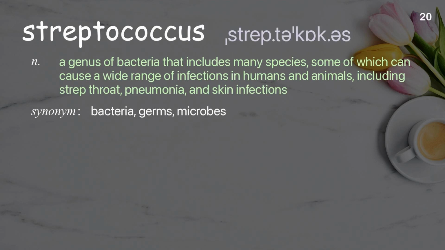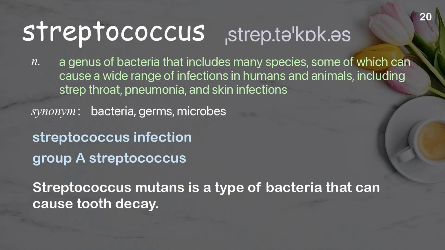Streptococcus. A genus of bacteria that includes many species, some of which can cause a wide range of infections in humans and animals, including strep throat, pneumonia, and skin infections. Examples: Streptococcus infection. Group A Streptococcus. Streptococcus mutans is a type of bacteria that can cause tooth decay.